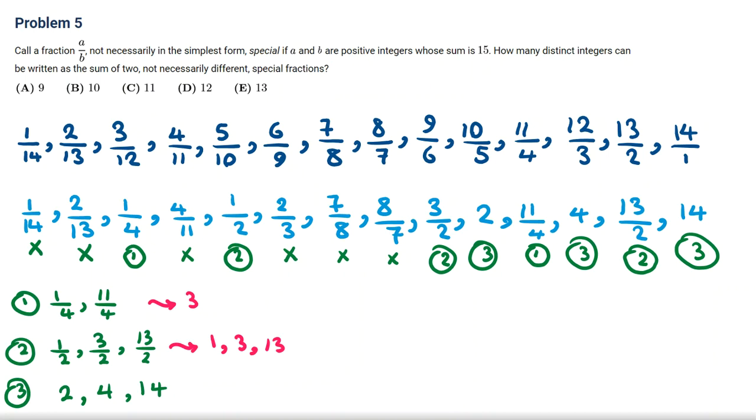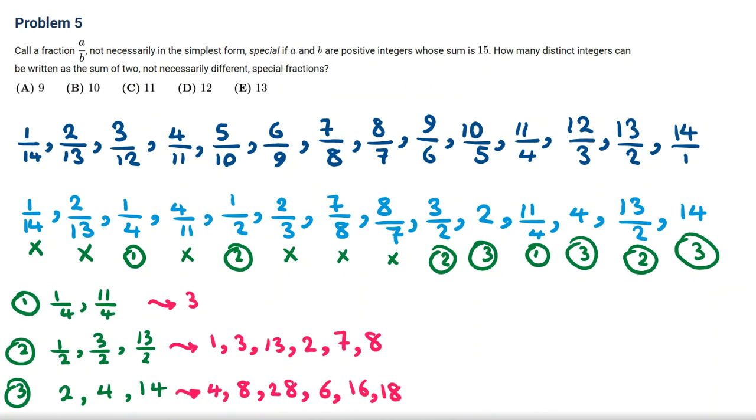In the first one, 1 plus 3, 4 over 2, 2. 1 plus 13, 14 over 2, 7. 3 plus 13, 16 over 2, 8. And the next one: 2 plus 2, 4. 4 plus 4, 8. 14 plus 14, 28. 2 plus 4, 6. 2 plus 14, 16. 4 plus 14, 18.